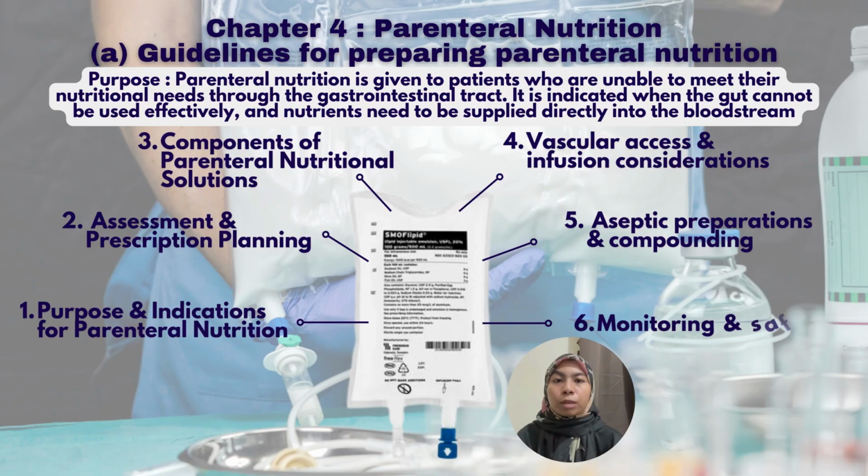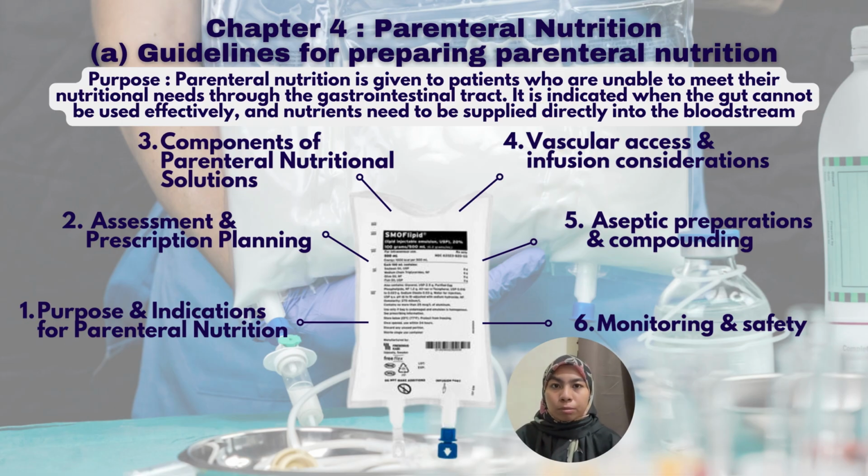Next, we will go to Chapter 4, Parenteral Nutrition. This chapter focuses on parenteral nutrition, discussing its preparation guidelines, potential complications, and how to mitigate these complications in pharmacy practice. Parenteral nutrition is given to patients who are unable to meet their nutritional needs through the gastrointestinal tract. It is indicated when the gut cannot be used effectively and nutrients need to be supplied directly into the bloodstream.